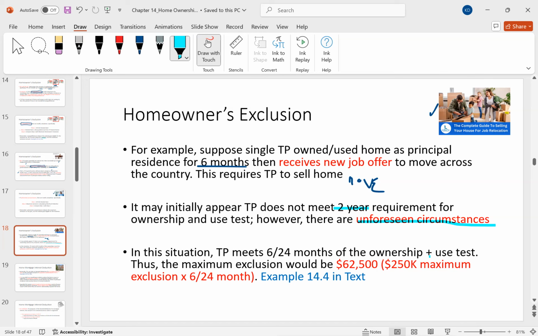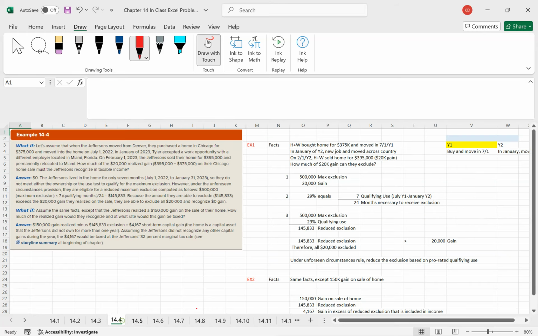In any event, right, what we would do here is we basically say, look, you needed 2 years, right? 24 months. You lived in it, you met the ownership and use test for 6 months, and then you sold it. So what we do is we say, hey, you were single. In a perfect world, you would have gotten 250 grand. However, right, you only get 6 out of 24 months as the maximum exclusion you can get, right? So let's look at 14.4.